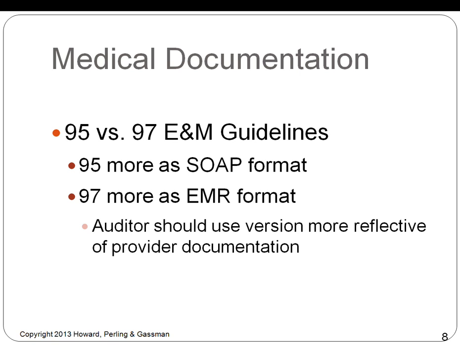And the main difference is the 95 guidelines are the old traditional SOAP format, subjective, objective, assessment, and plan, which, me being an old-timer, I like that better. The 97 guidelines were basically putting everything together for an electronic medical record where you go through and you check off, I checked 8 out of 12 sections, therefore I meet the criteria to go to a level 4, possibly a level 5. If I only met 7 out of 12, then that could go no higher than a level 3. And so the new electronic medical records that a lot of people are on are more suitable for the 97 guidelines.